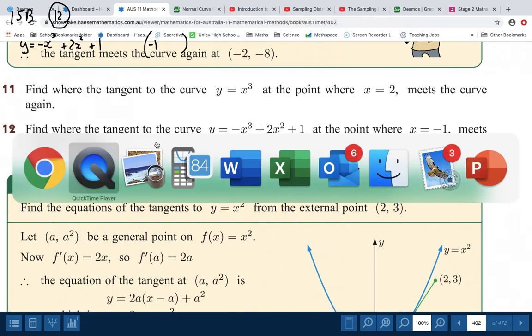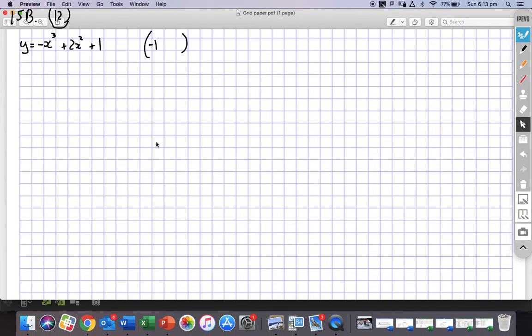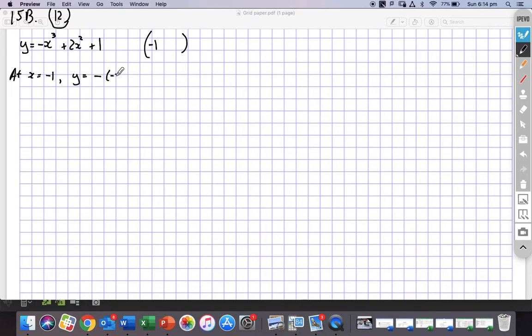So I've started writing down the question here. Question 12. Here's our curve. It's a cubic, and we know that we're interested in this point where x equals minus 1. So at x equals minus 1, what is the y value? Because if I want to find a tangent, I need a point and I need a gradient. I haven't got the full point. Let's just find out what that is. So at x equals minus 1, y would equal minus times minus 1 cubed plus 2.